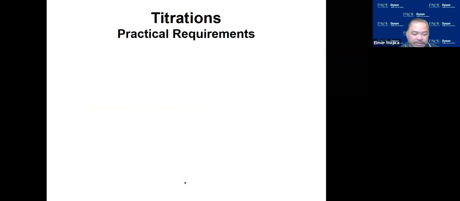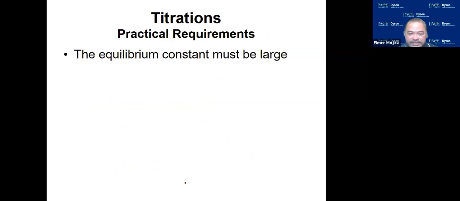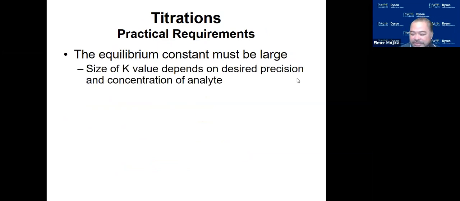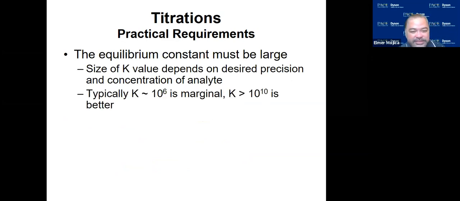Now, if we look at the requirements of the titration, it's listed here. The equilibrium constant must be large. Why does K have to be large? K depends on the desired precision and the concentration of the analyte. Typically K should be at least 10 to the 6. If it's much higher, like 10 to the 10, it is much better. Now the question, why should the size of your equilibrium constant be large? Anyone?